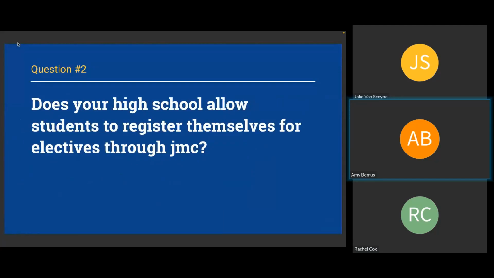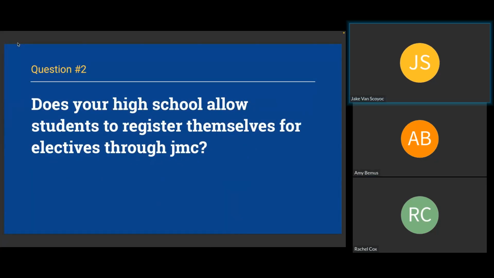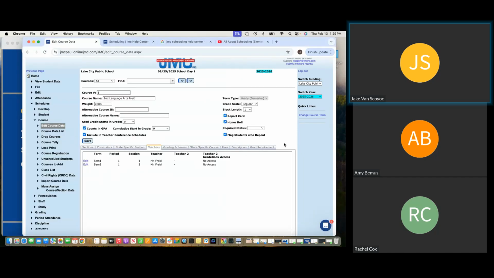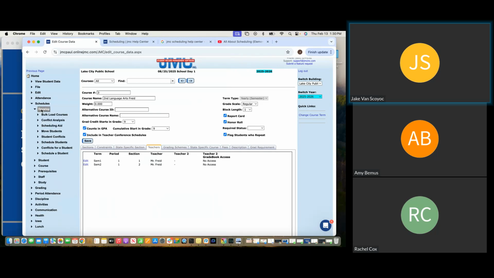Moving right along here. Does your high school allow students to register themselves for electives through JMC? Another advanced scheduling feature that we allow would be for students to use the JMC student portal to actually register for courses. A lot of schools do this on paper and pencil. They might hand out sheets, they might hand out your course catalog and say, hey guys, we know that you're going to be taking X, Y, and Z, but you have the opportunity to pick from these courses to fill out the remainder of your schedule. We allow you to do this in JMC. It's kind of an automated process, pretty slick, but you can choose the courses.